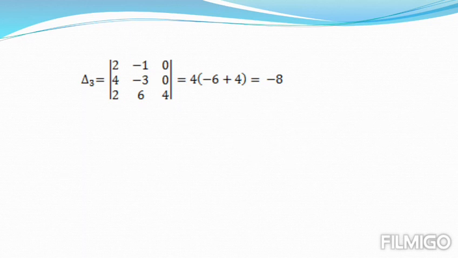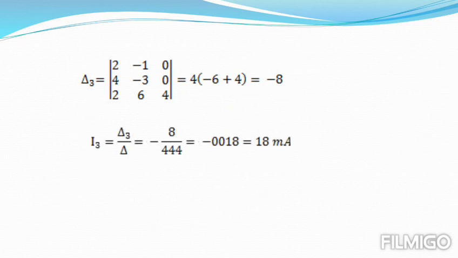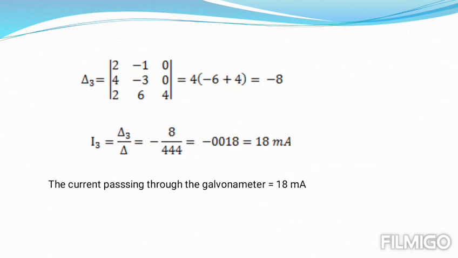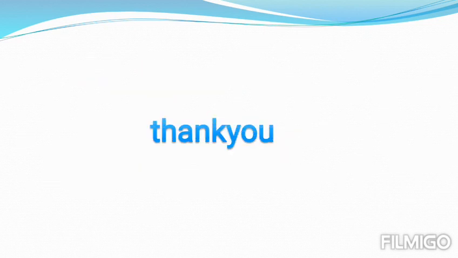Once you evaluate these two values, find out the value of I3 as equal to delta 3 by delta, that is minus 8 by 444, which gives rise to minus 0.018, which is equal to 18 milliamperes. So this completes the solution. Finally, the current passing through the galvanometer is equal to 18 milliamperes. This concludes this particular session.